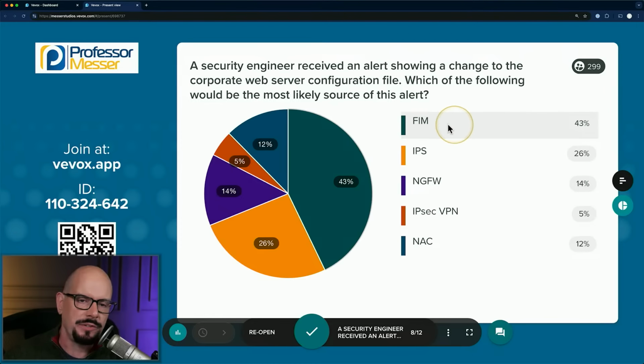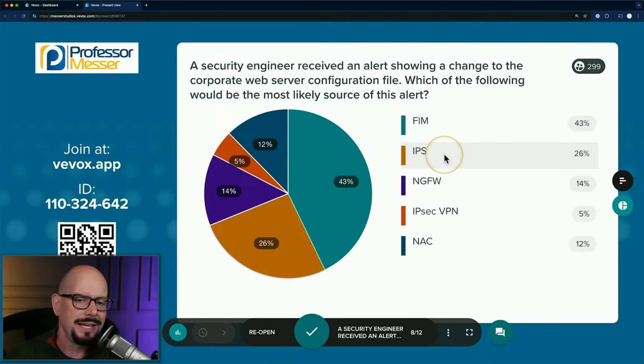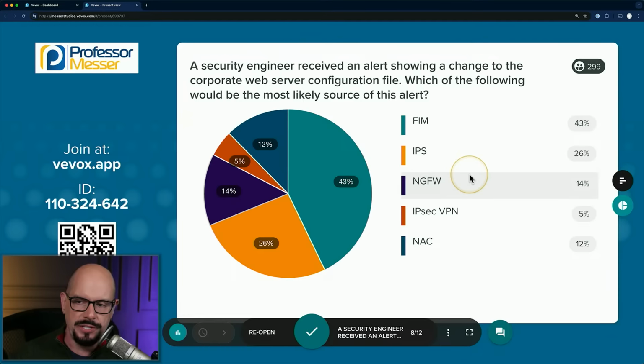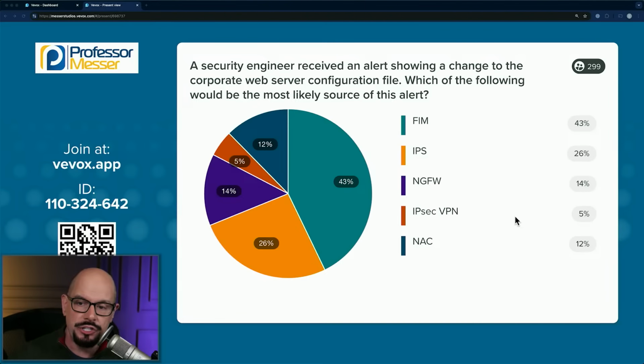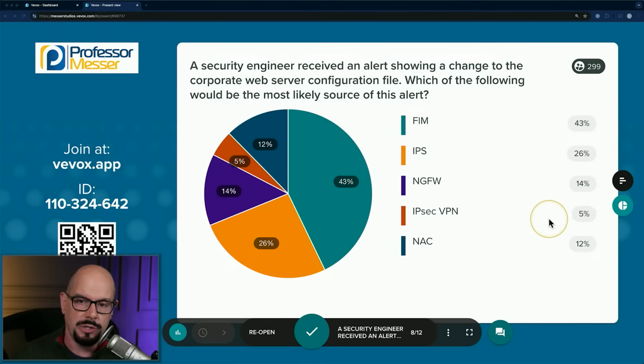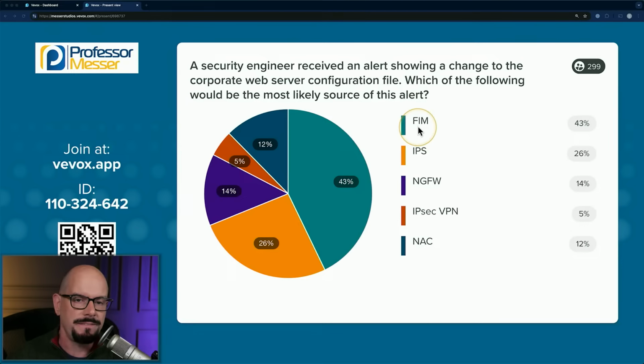Well, 43% of you say the answer is FIM. 26% of you, more than a quarter, say the answer is IPS. 14% say the answer is NGFW. 12% say the answer is NAC. And only 5% say the answer is IPsec VPN. So 4 of these answers turned out to be double digits for this one. So that's somewhat telling. We're really trying to parse these out and figure out how we would receive an alert for something like this. Now, we did not have a majority on this one, but the plurality of you said the answer is FIM.